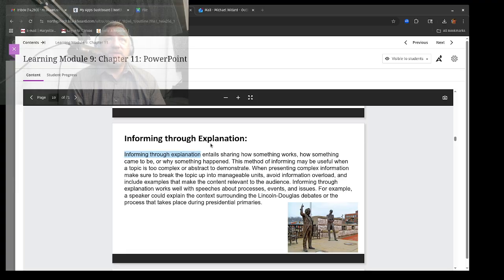And then, of course, informing through explanation, it's showing how something works. This is most useful when something's really complex or abstract and hard to demonstrate, right? When you're presenting complex information, make sure you break up the topic into manageable units, avoid information overload like I talked about earlier, and make sure that the examples are relevant to your audience.